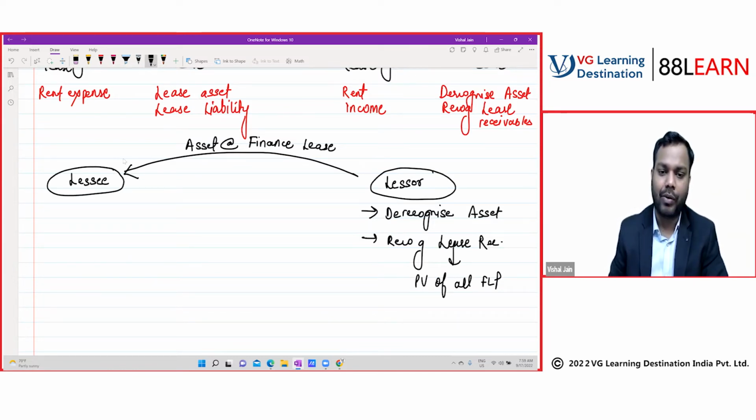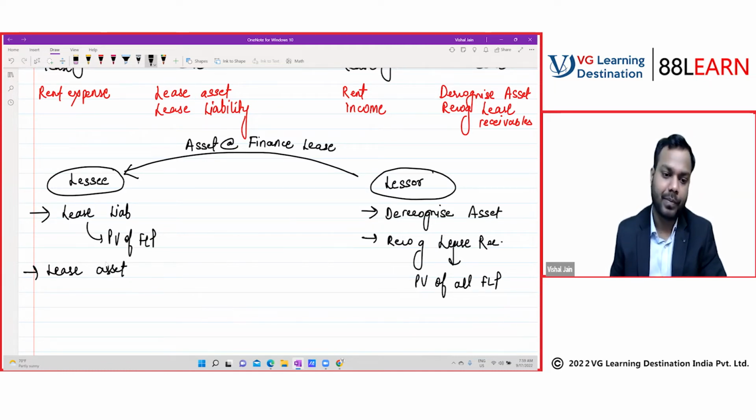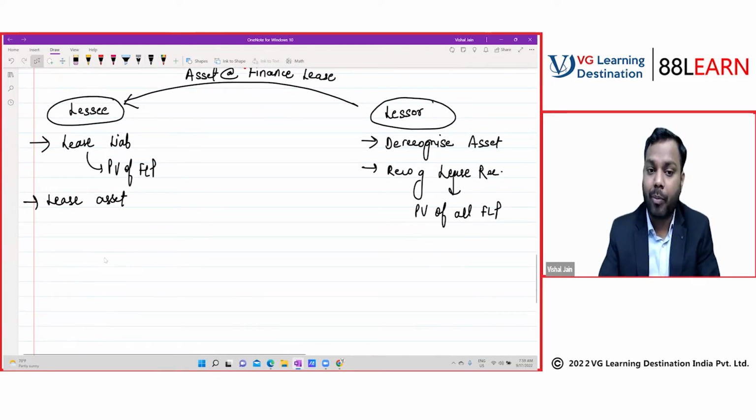Now, what will lessee do ideally? Lessee will record lease liability. And what is the value of lease liability? It will again be present value of future lease payments. Okay, and the lessee will also record a lease asset. But now, a few things. Think from the point of view of lessee now.